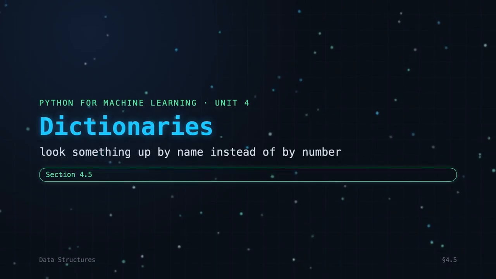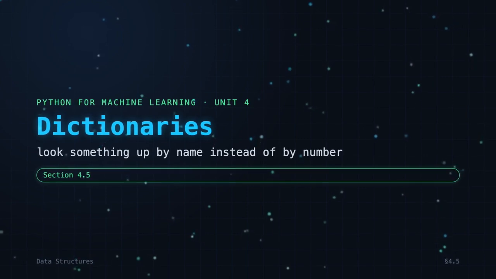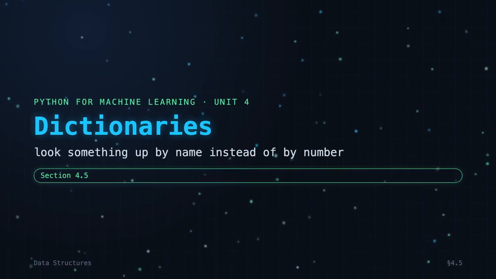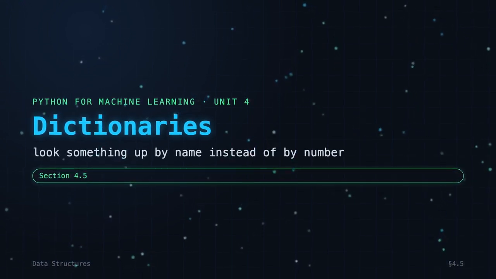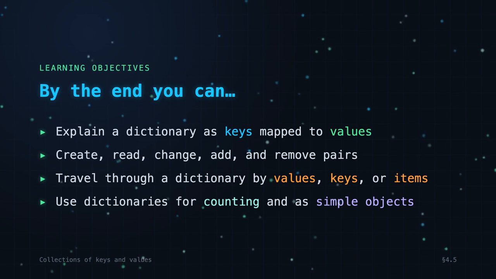Welcome back. In this section, we'll meet the dictionary, a data structure that lets you look something up by name instead of by number. It's one of Python's most useful tools, and once it clicks, you'll reach for it again and again. Here's what you'll be able to do by the end.